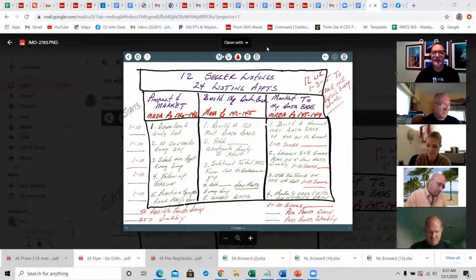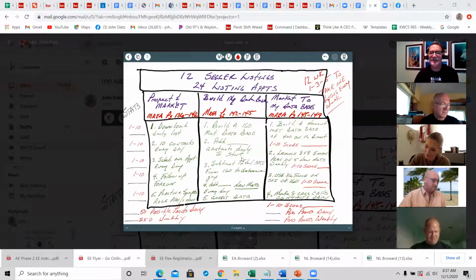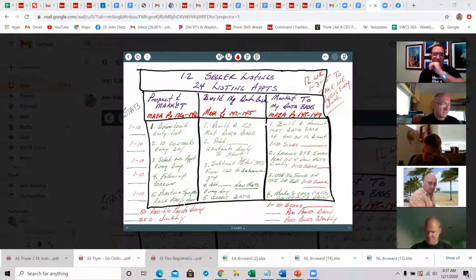Our 3 priorities are based on the lead generation model from The Millionaire Real Estate Agent, pages 136 to 149. And then the 5 strategies that we have underneath each of those priorities are activities.